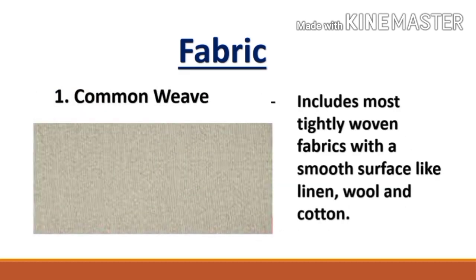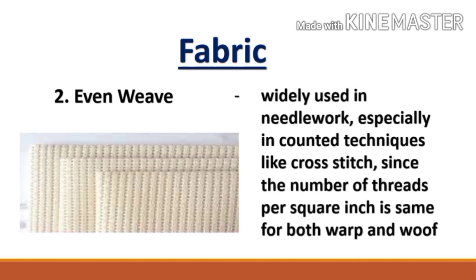The first one is the common weave. It includes most tightly woven fabrics with a smooth surface like linen, wool, and cotton. It is really nice ground fabric for surface embroidery that isn't counted. The next one is the even weave. It is widely used in needlework, especially in counted techniques like cross stitch, since the number of threads per square inch is the same for both warp and weft.